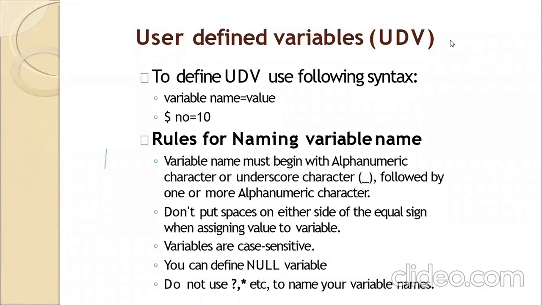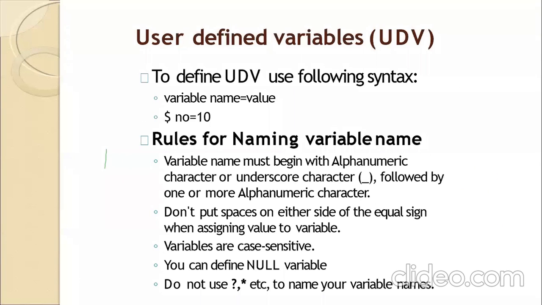Now, the user-defined variable. How to define a variable in a shell program? To define a user-defined variable, use the following syntax: variable name equal to the value which you want to assign. Here, the dollar means it will be auto-generated. So no is your variable name, and you are assigning the value 10 to it.